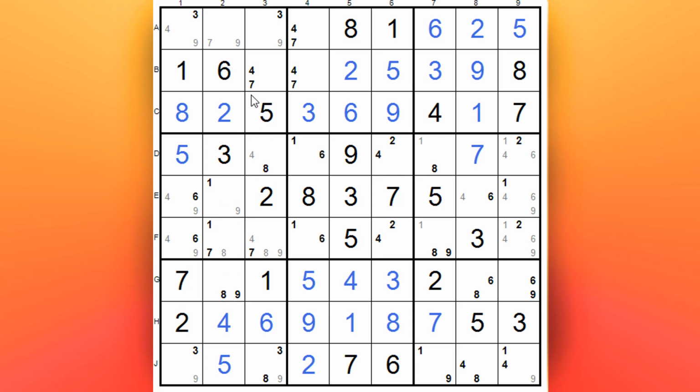Go back the other way. I just see there's a much easier way of doing it. If there's not an 8, it's a 4. If that's a 4, that's not a 4. If that's not a 4, it's a 7. If that's a 7, that's not a 7. If that's not a 7, it's a 9.